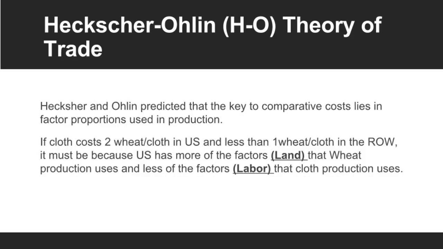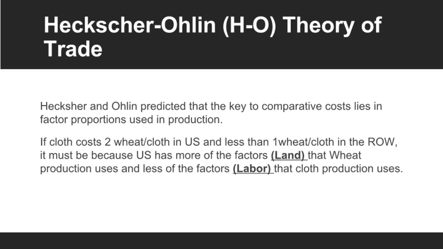The HO explanation starts with why product prices might differ in countries before they open to trade. Heckscher and Ohlin predicted that the key to comparative cost lies in factor proportions used in production. Refer to the same example we discussed in the last chapters, where United States and rest of the world were involved in trade of cloth and wheat. If cloth costs 2 wheat/cloth in United States and less than 1 wheat/cloth in the rest of the world, it must be because United States has more of the factors that wheat production uses and less of the factors that cloth production uses. This means that in United States land is abundant and labor is scarce.